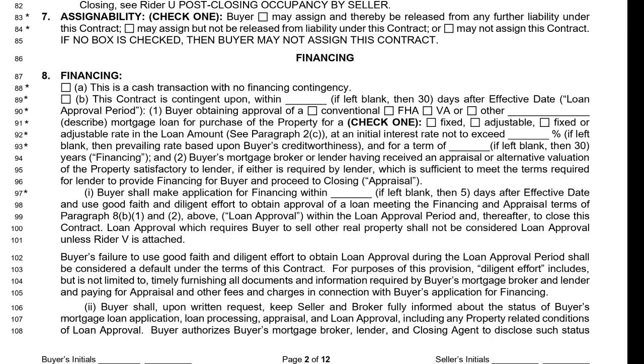Next is assignability. So assigning is talking about liability, assigning liability on the contract. So if you are the listing agent, you always want to see the third box checked. You don't ever want to leave them blank. And that is, may not assign this contract. So assignability means that they are basically passing the contract to somebody else.